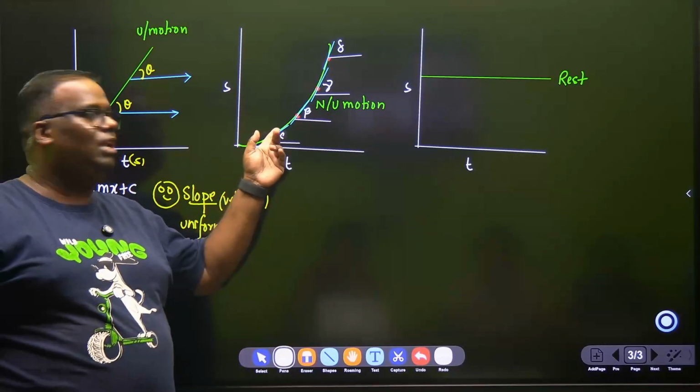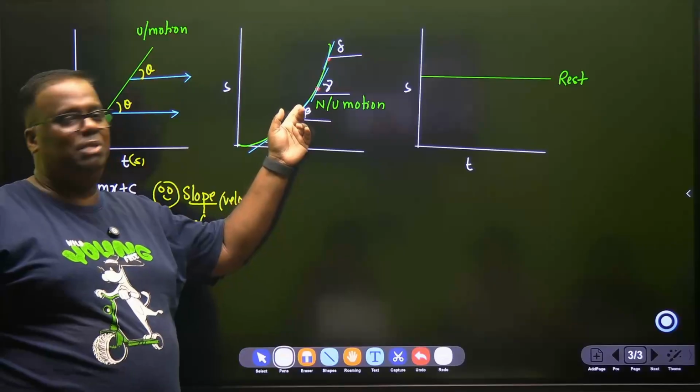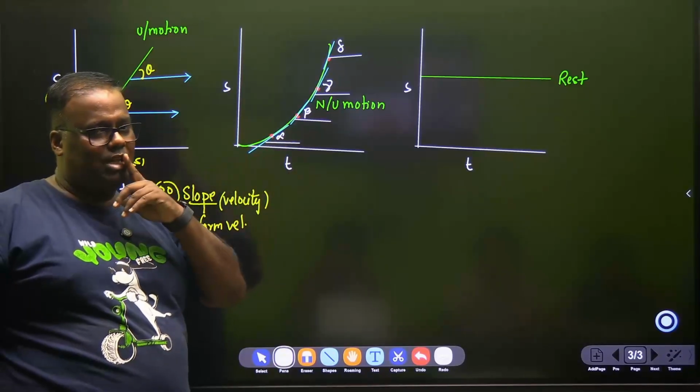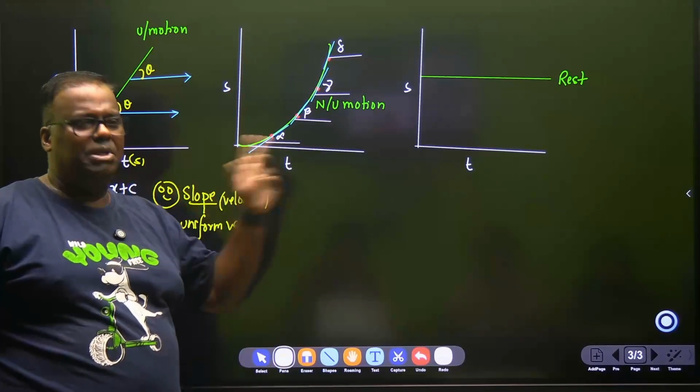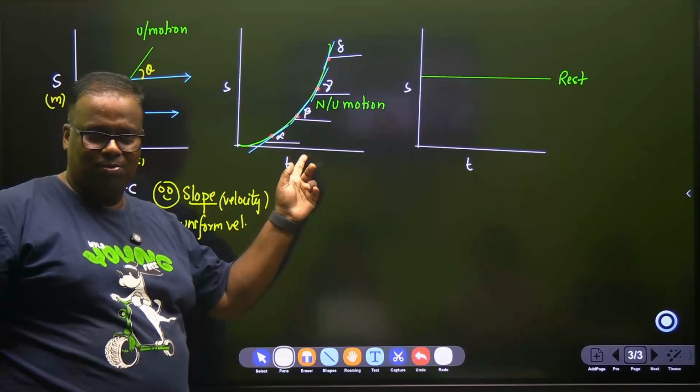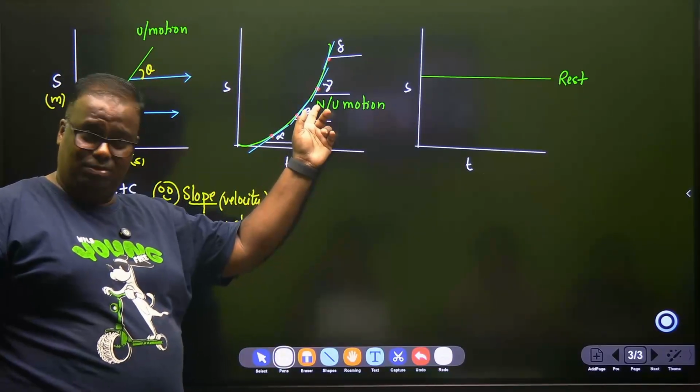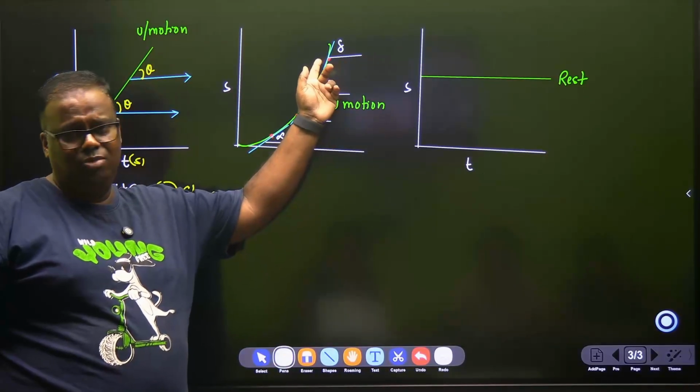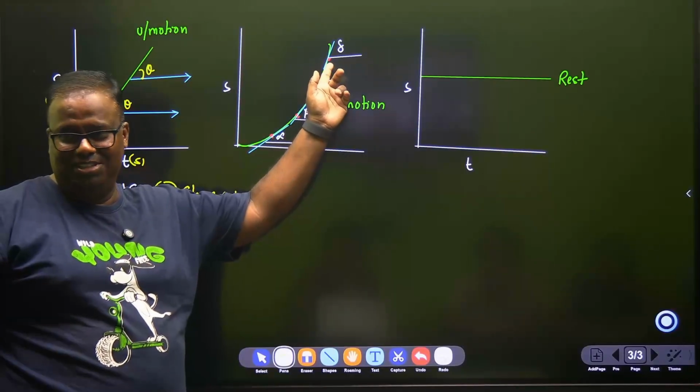Put a child on the alpha slide and put a child on the beta slide. Where will the child slide faster? Beta slide. The slope is more. On the gamma slide, he will slide even faster. And at delta, he will say, "Bhaiya, mat bitho, main gir jaunga." He will be the fastest.